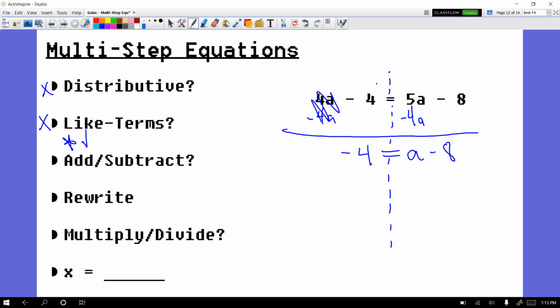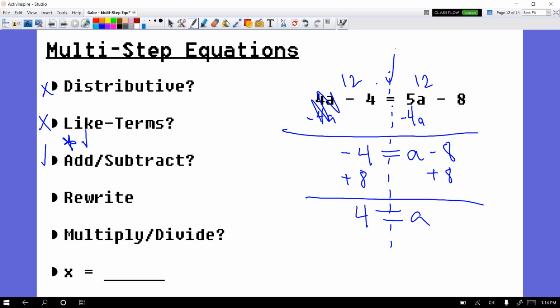Okay. Do I see any add or subtraction? Yes. Plus 8. Negative 4 plus 8 is 4. A equals 4. Okay. Let's see. 4 times 4 is 16, minus 4 is 12. 5 times 4 is 20, minus 8 is 12. Check. Substituting an answer back in. Number next to a variable means multiply. 4 times 4.